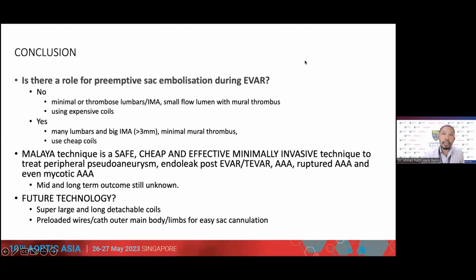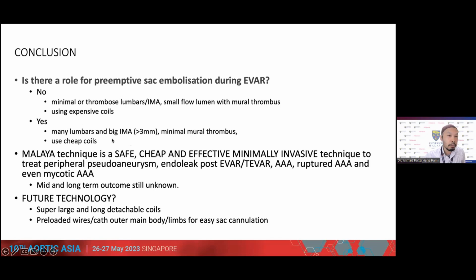Okay, so I think that's about it that I wanted to share. As a conclusion, ladies and gentlemen, is there a role for preemptive sac embolization during EVAR? For me, no and yes. Basically, no if there is minimal thrombus or few lumbars or IMAs and a good flow lumen diameter to thrombus ratio. And if we want to use expensive coils, I think it's a no-no. But if we employ this Malaya technique and you have high risk factors, many lumbars, big IMAs more than 3 mm, and minimal thrombus, I think it's quite a useful thing to do.